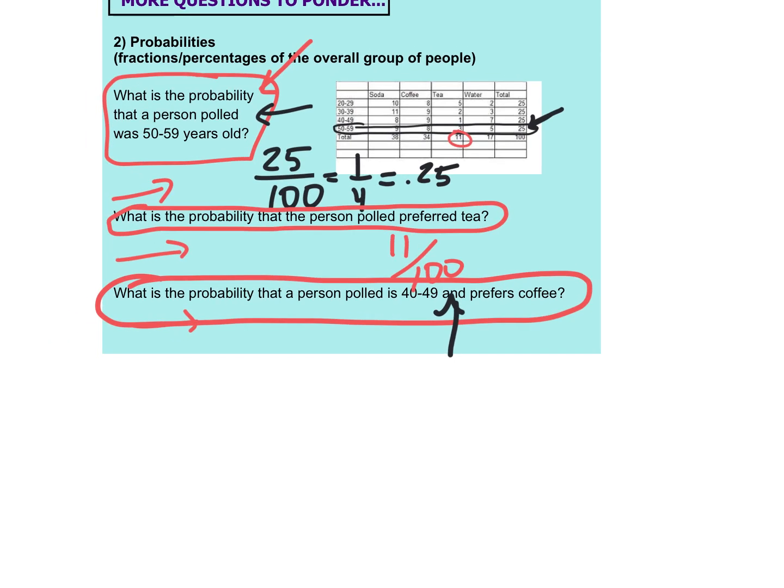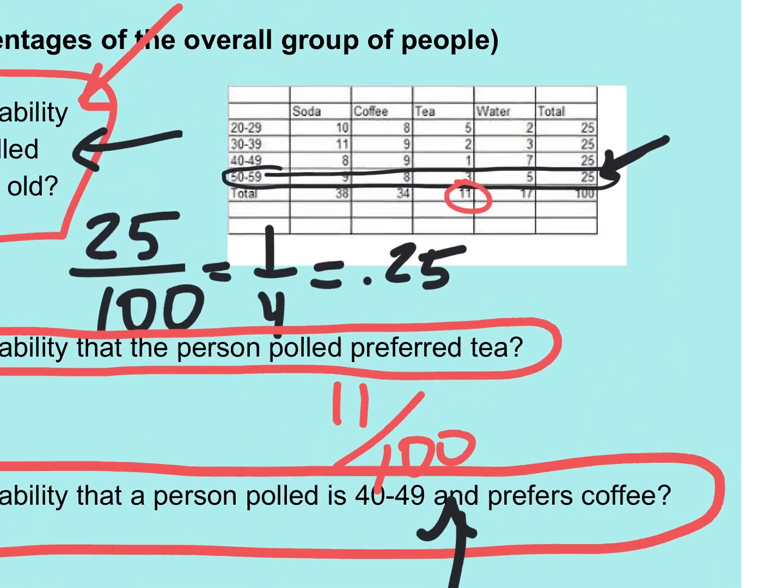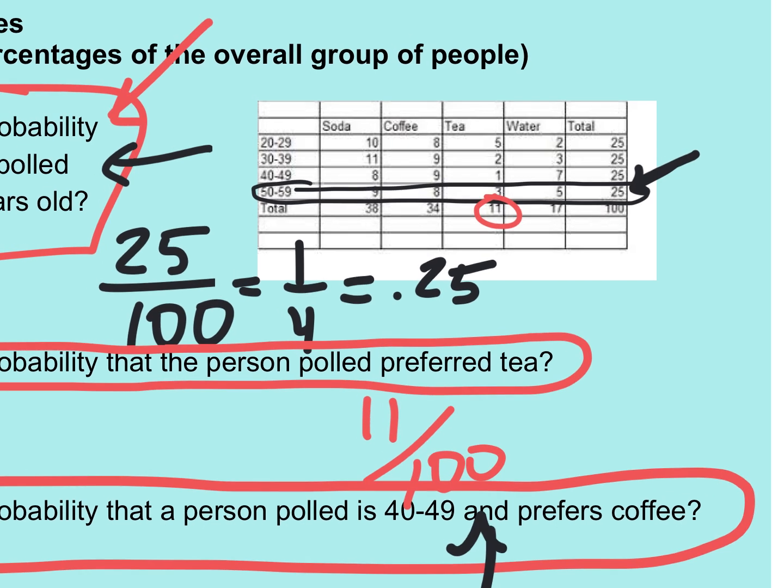All right, so 40 to 49 and prefers coffee. All right, here's 40 to 49. I'm going to highlight that row.